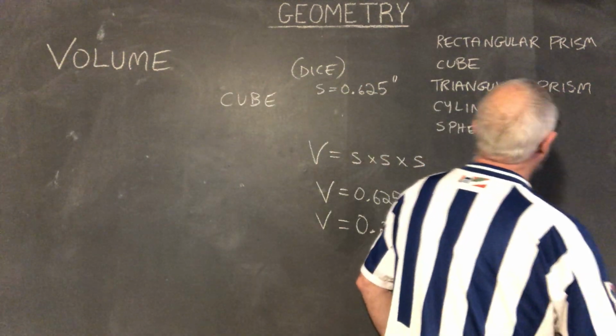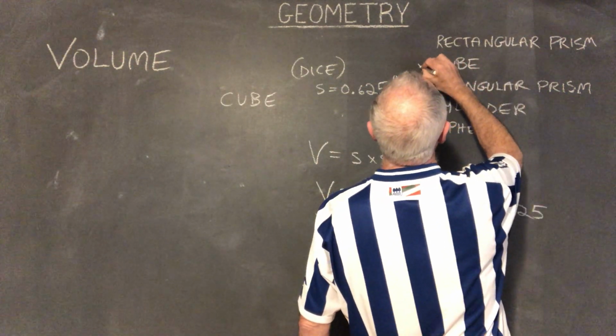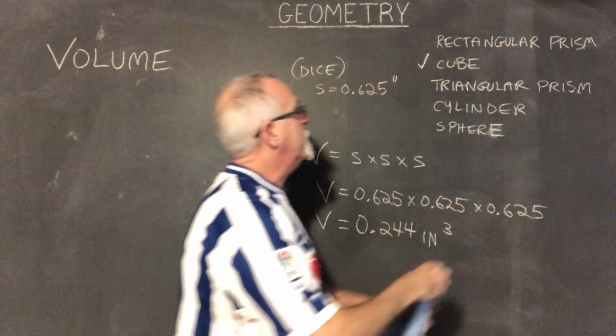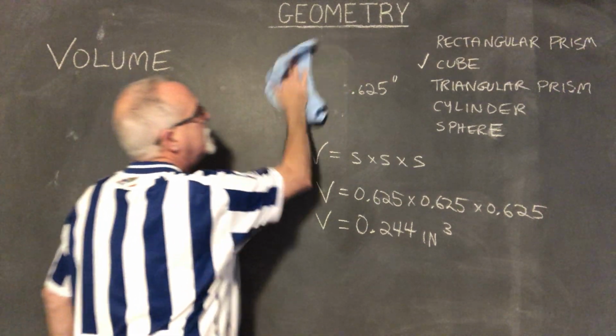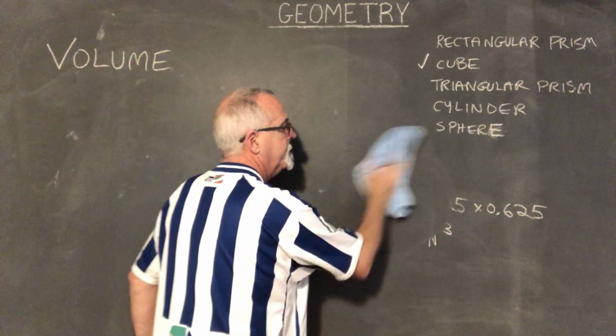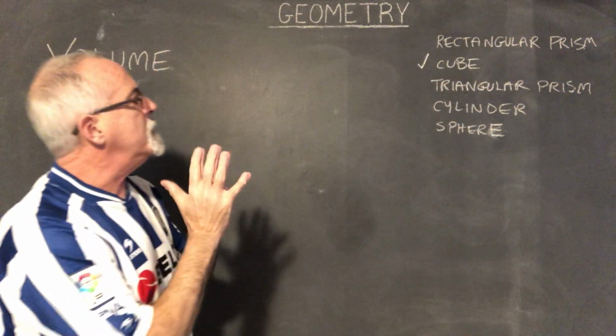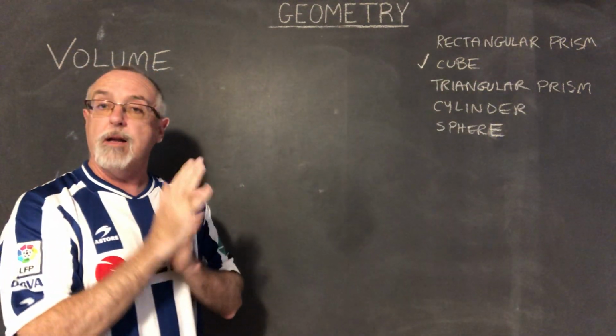I probably won't do any more examples of the cube, so I'm going to put a little check mark next to my cube to make sure that I don't forget which ones I've covered. And I'm going to erase. And let's move on to another shape. Which one do we feel like doing next? I think I feel like doing the rectangular prism next.